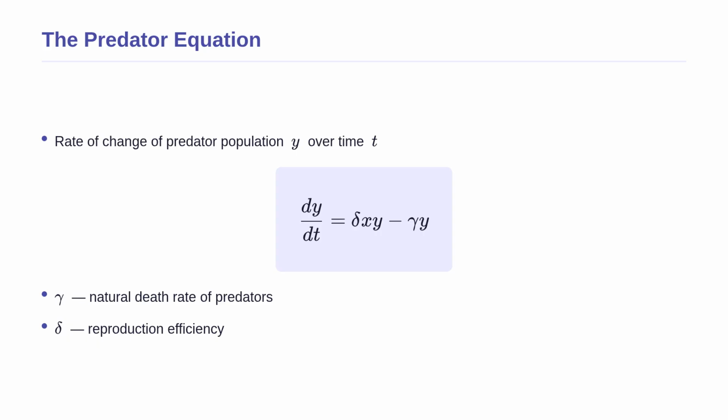Having modeled the prey, we now apply the same logic to the predators. Their equation is built by taking the growth from eating prey and subtracting their natural starvation rate. Here, dy by dt is the predator's rate of change. Gamma is their natural death rate when they have no food. If gamma is high, they starve quickly. Delta represents their reproduction efficiency, meaning how well they turn a hunted rabbit into a new baby fox. Notice that the growth term depends on both x and y bumping into each other.